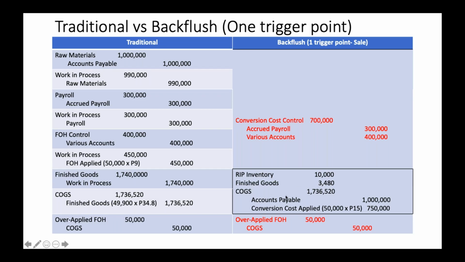And then since we only used 990,000 of raw materials, there is an ending raw materials inventory of 10,000. And then we recognize our liability for the raw materials purchased, 1 million, and then the applied conversion cost of 750,000. Okay, and then we flush back our cost. We have actual cost and then the over application of the applied conversion cost.